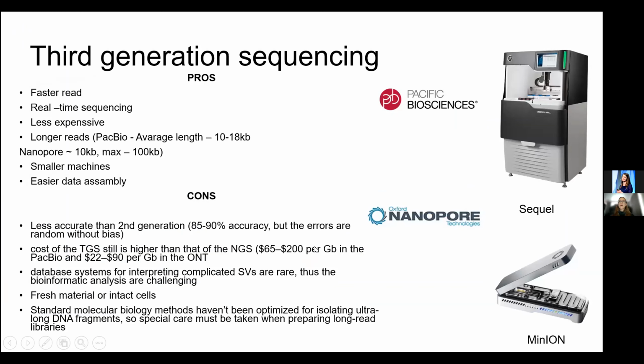The next is third generation sequencing. Third generation sequencing is sequencing DNA molecules without amplifying them through PCR, therefore overcoming the issues related to this PCR step, so there's no PCR bias. They also allow us to obtain much longer reads than second generation sequencing.